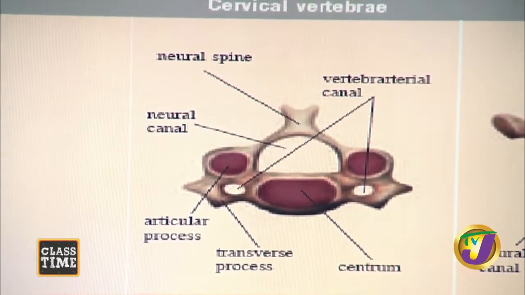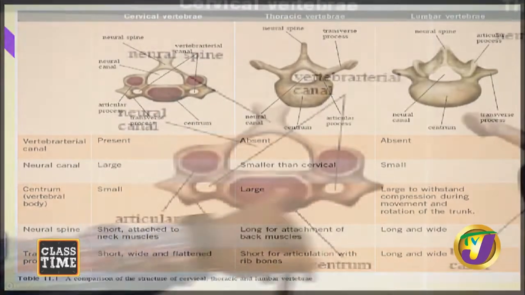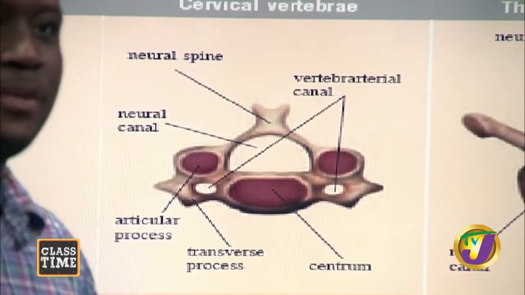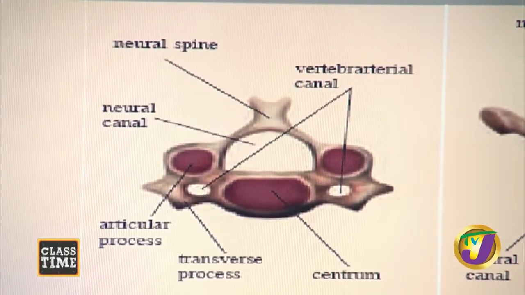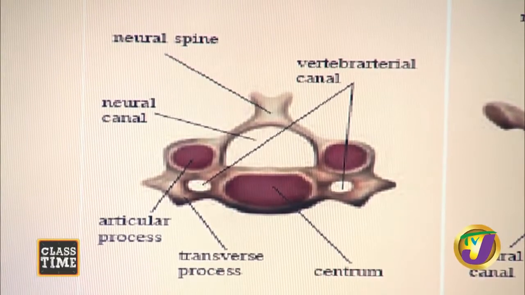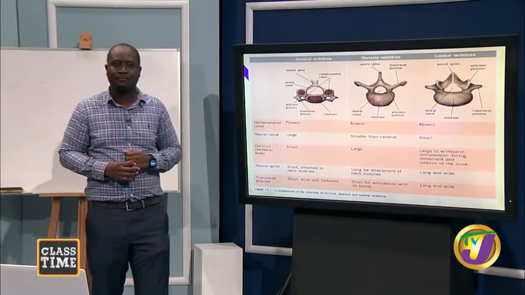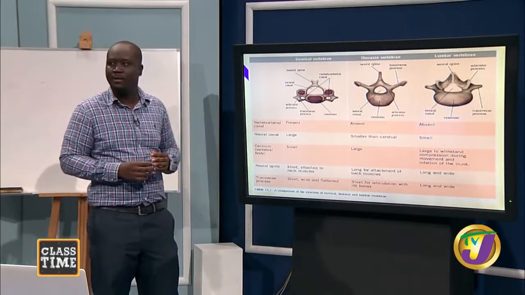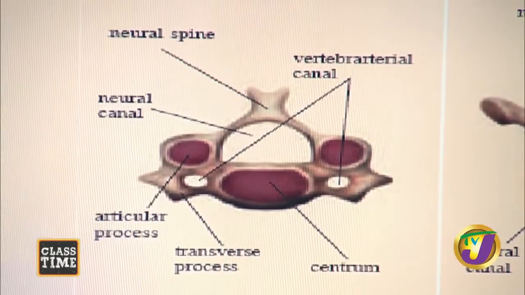Now, how do you differentiate cervical vertebrae from all the other vertebrae? One thing you need to look at is these two holes at the sides of the vertebra. Those are called the vertebral arterial canals. No other vertebra has those two holes. These two holes facilitate the running of blood vessels to and from the head. They also have a very short, small neural spine, and that's to facilitate the turning of the head. So their neural spine is very small compared to the rest of the vertebrae.